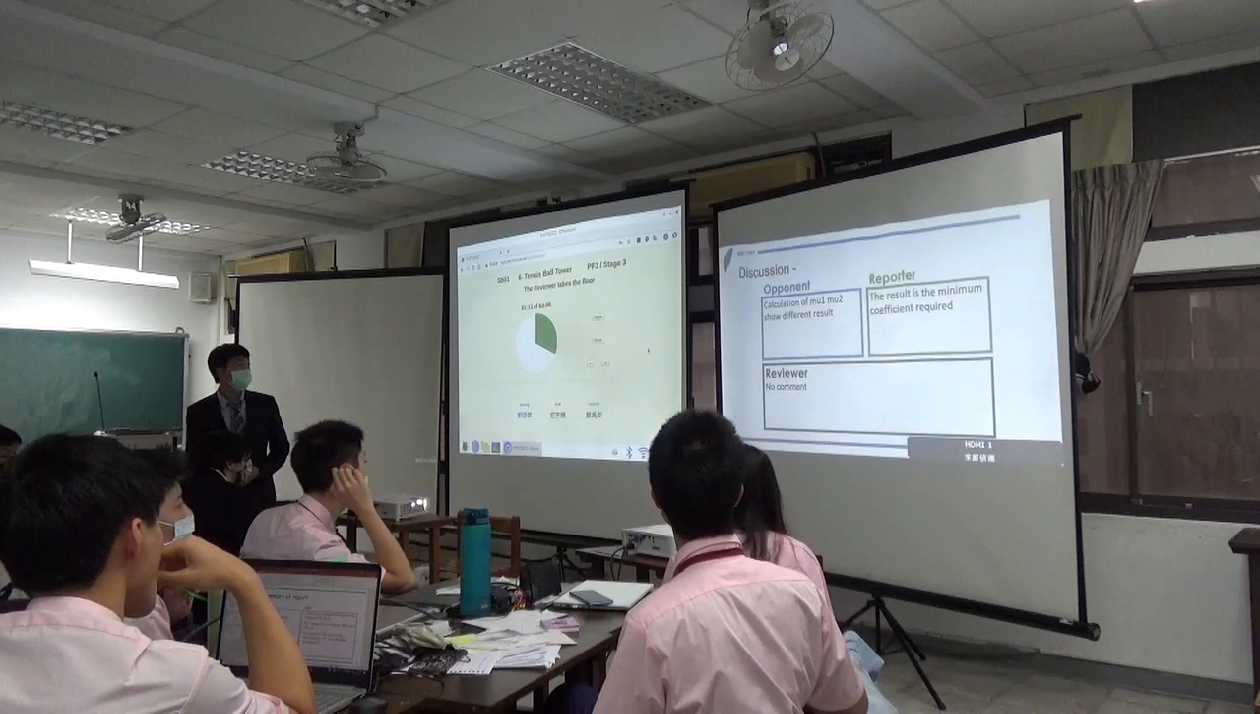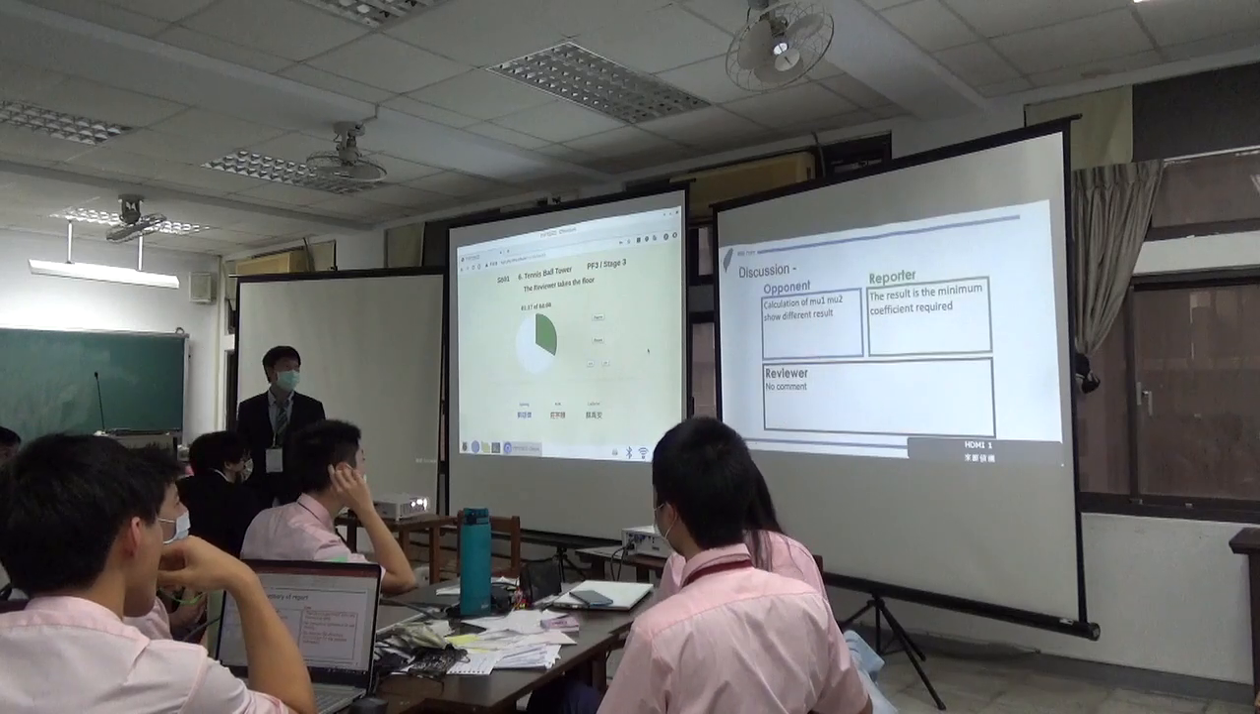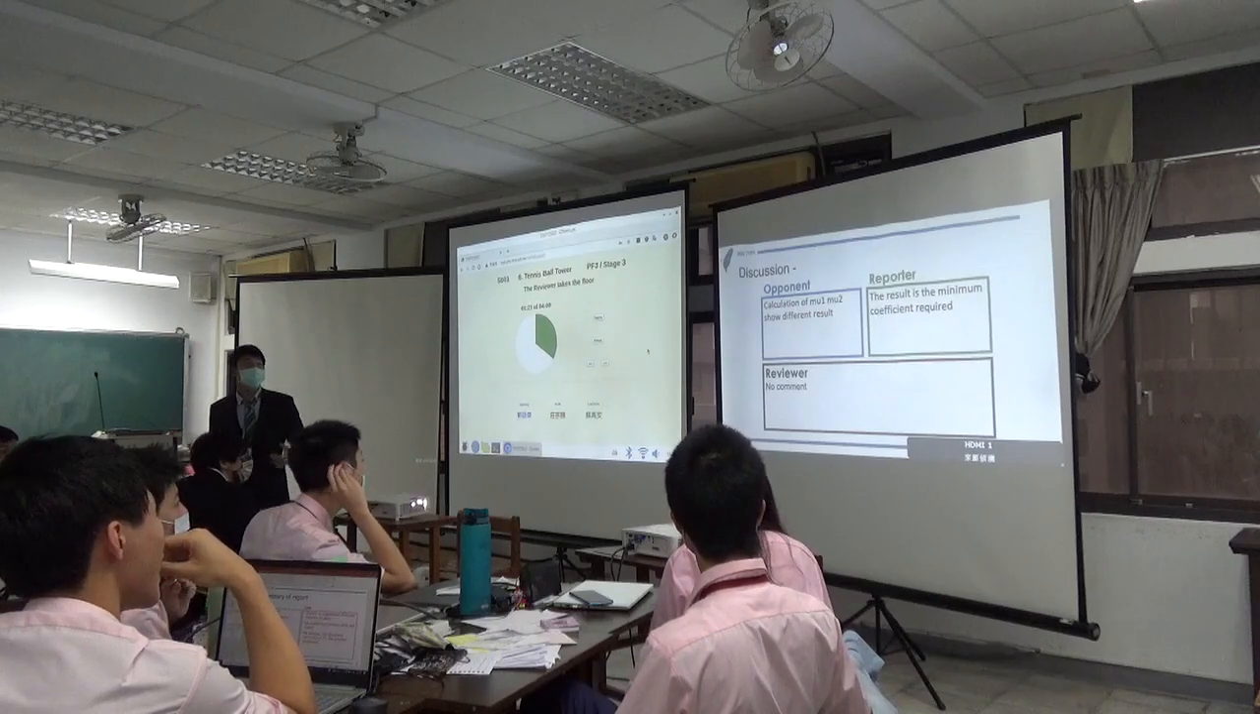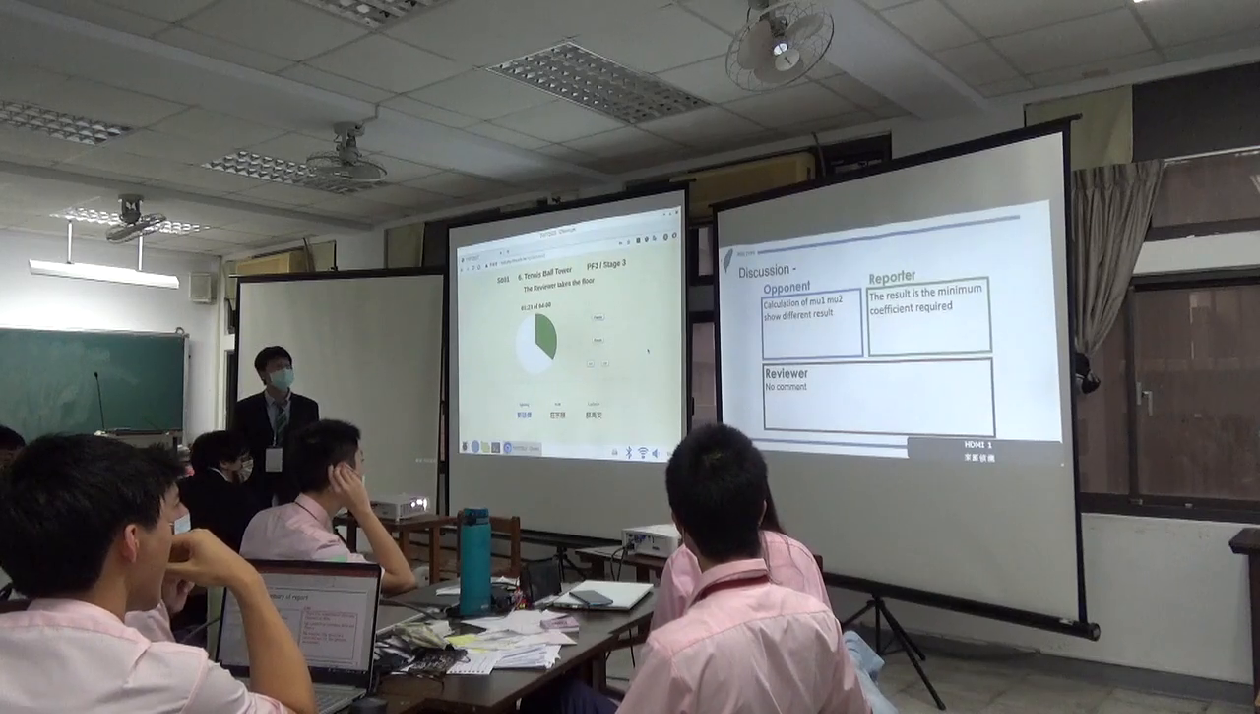Now, in the discussion, the opponent asked about the calculation of mu1 and mu2 showing different results, and the reporter says that the result is the minimum coefficient required. The reviewer has no comment on that.